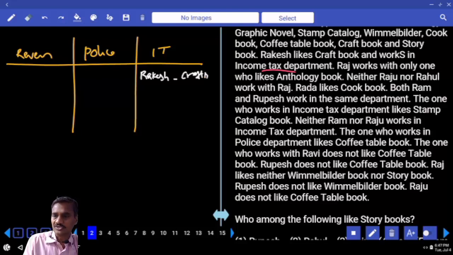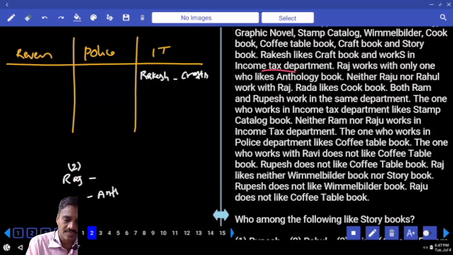Next, Raj works with only one person who likes anthology. In the department where Raj is working, there are only 2 people. Raj is one, and the other is the one who likes anthology book. These 2 persons must be together. And neither Raju nor Rahul works with Raj. Neither Raju nor Rahul is working with Raj, isn't it?